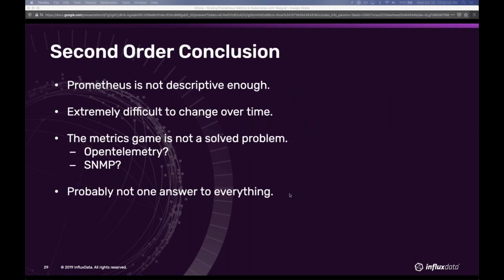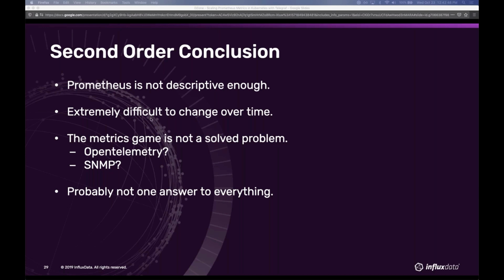Maybe some second order, more controversial conclusions. I feel like the Prometheus metric format is ultimately just not descriptive enough. It's really difficult to change those metrics over time, so adding more labels or completely new metrics, or maybe even removing some. I don't feel like the metrics game is really a solved problem yet. I know that Prometheus is working towards a slightly more descriptive format called OpenTelemetry. That would be very interesting. And some of the lessons from even the old school SNMP could potentially be figured out to make some of these metrics more and more tailored to the specific microservice at hand.